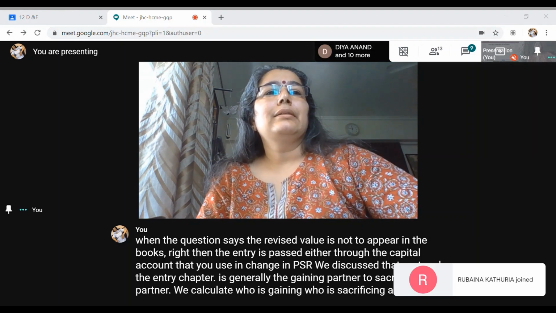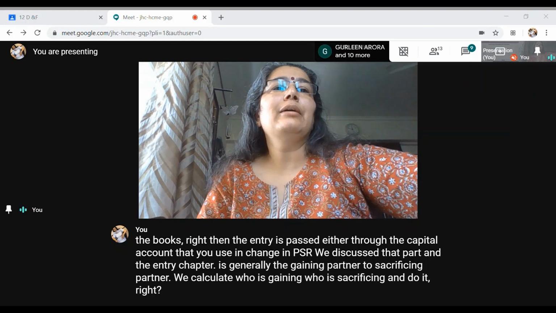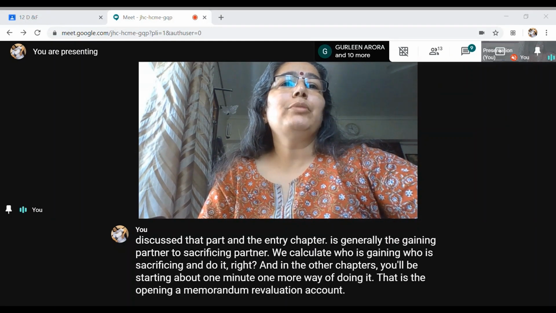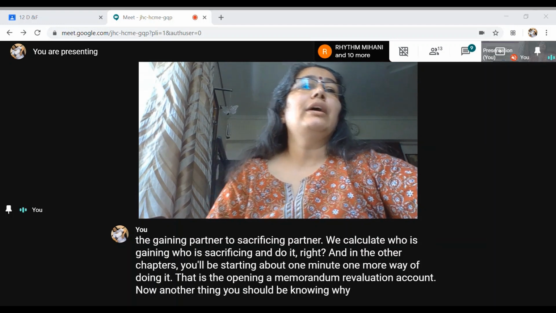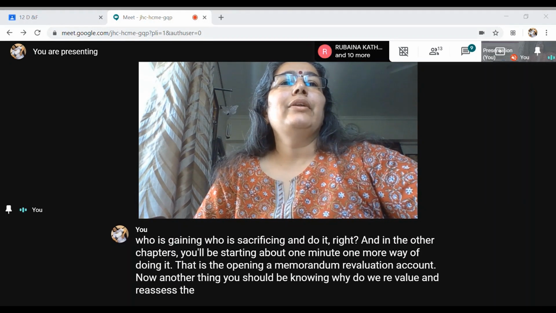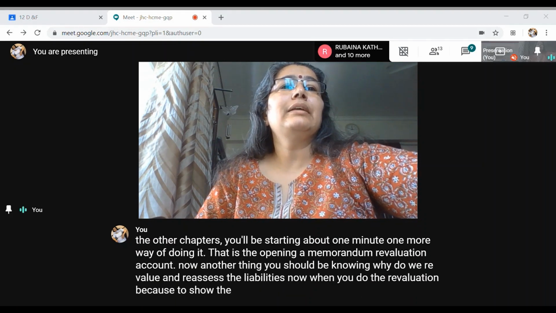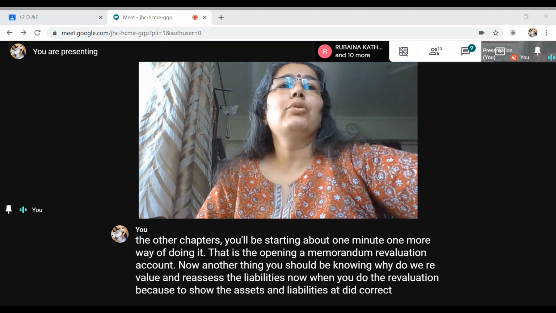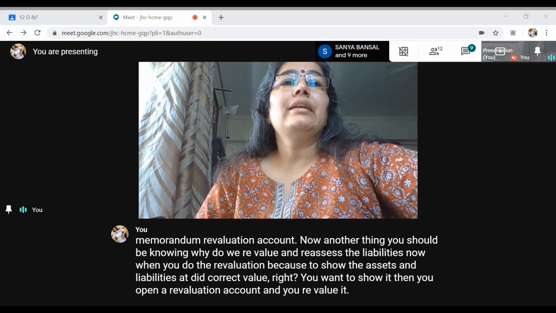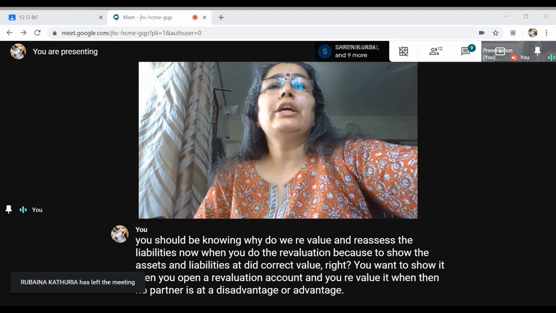And in the other chapters, you'll be studying one more way of doing it, that is by opening a memorandum revaluation account. Now, another thing you should know: why do we revalue and reassess the liabilities? To show the assets and liabilities at the correct value, you open a revaluation account and revalue them. Then no partner is at a disadvantage or advantage due to a change in the value of an asset.